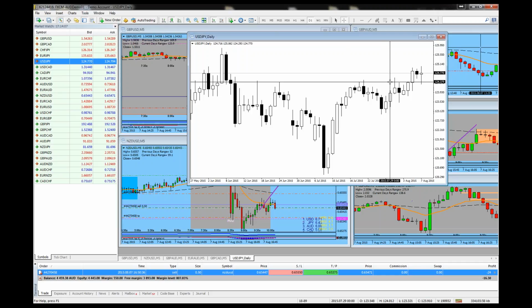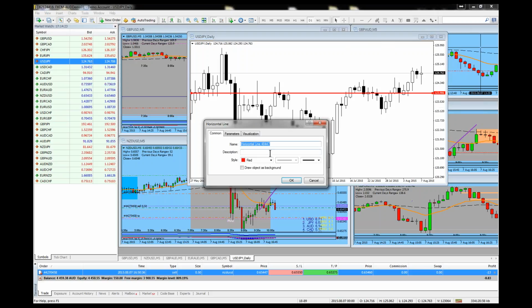Just right-click, put a horizontal line, and change your properties. Then double click, go to properties, and type the price in here. Type in your stop.